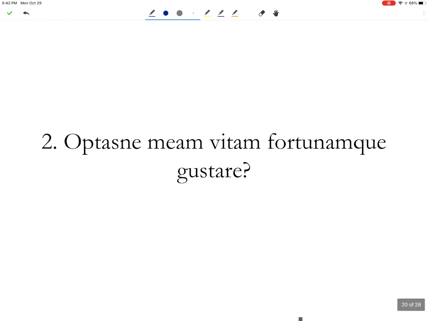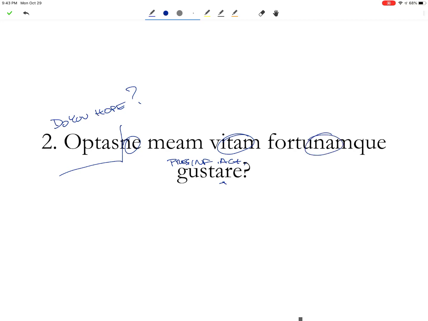2. Optasne meam vitam fortunamque gustare. Oh, vitam fortunamque, they go together. There's that que. Gustare. Why do I have gustare? Why do I have the infinitive? Because we have optas. Optas plus ne, that just means it's a question. Optas by itself is you hope, but when you turn it into a question, it's do you hope? Do you hope to enjoy, present active infinitive, to enjoy my life and fortune? Or to taste? Do you want a taste of this? Do you want a piece of me?